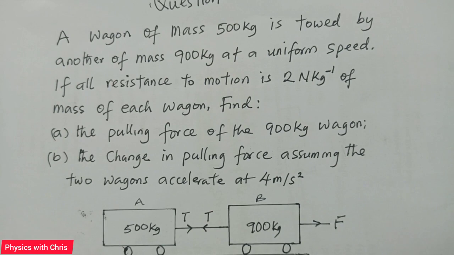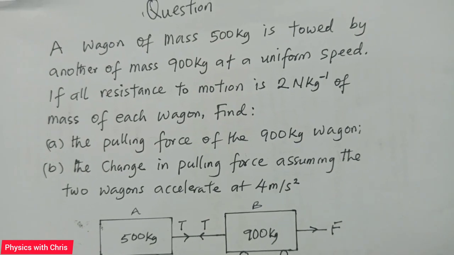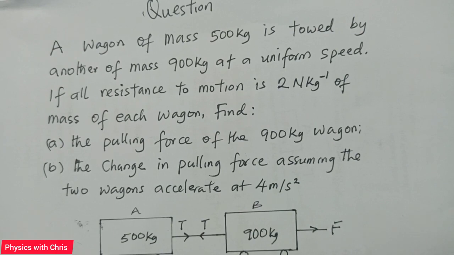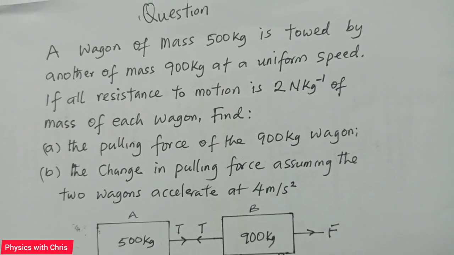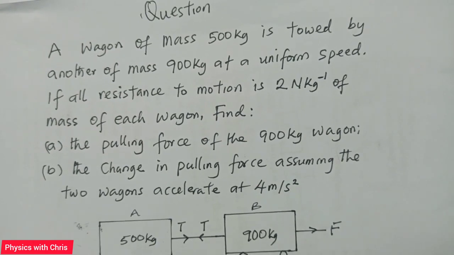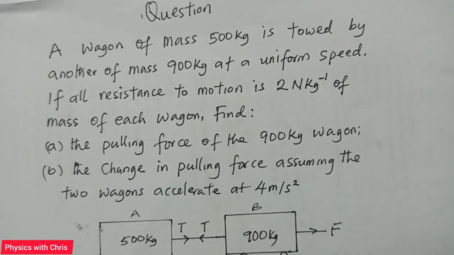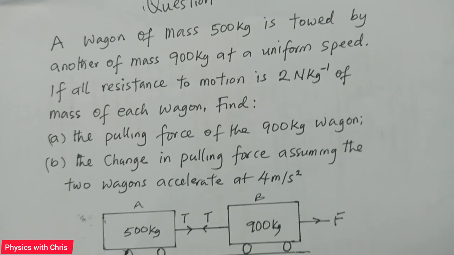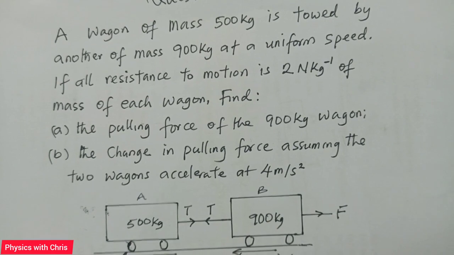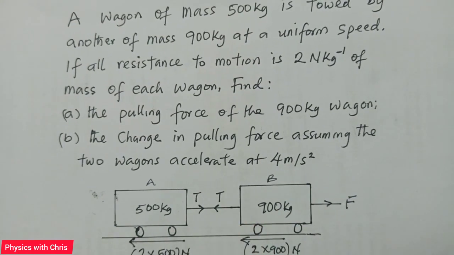Now the question says a wagon of mass 500 kg is towed by another wagon of mass 900 kg at a uniform speed, meaning constant speed. Now the resistance to motion is expressed in Newton per kilogram, meaning that for 1 kilogram mass of the wagon, the resistance to motion is 2 Newton. And then you can, of course, calculate the resistance to motion for the 500 kg wagon mass and also for the 900 kg wagon mass.